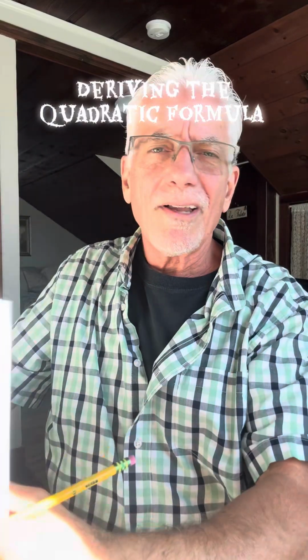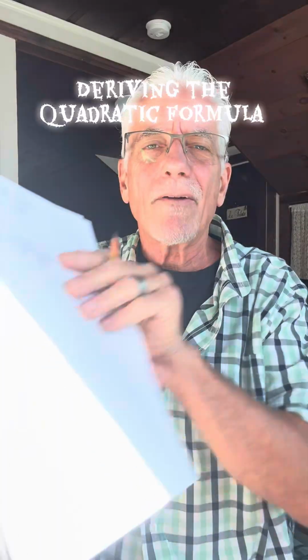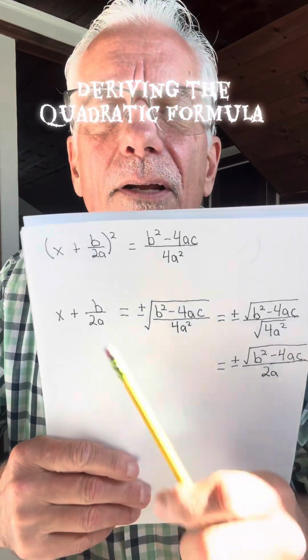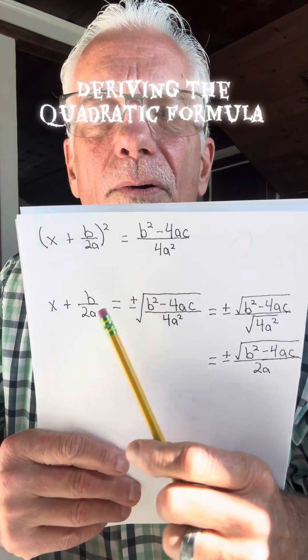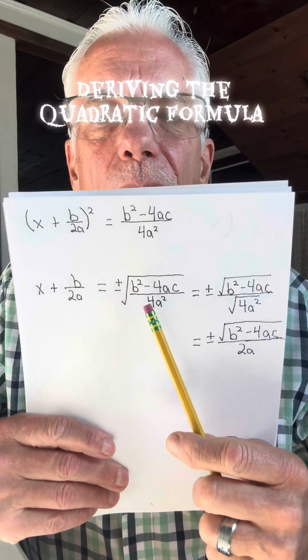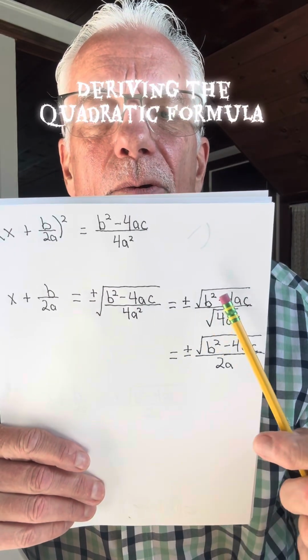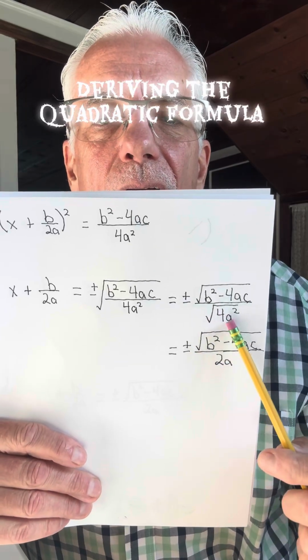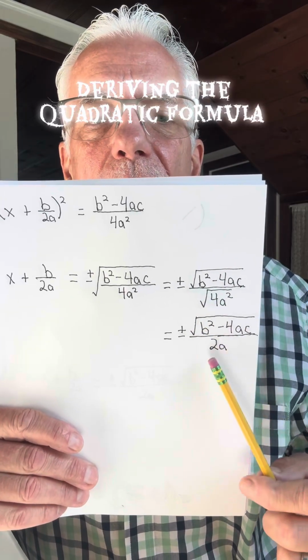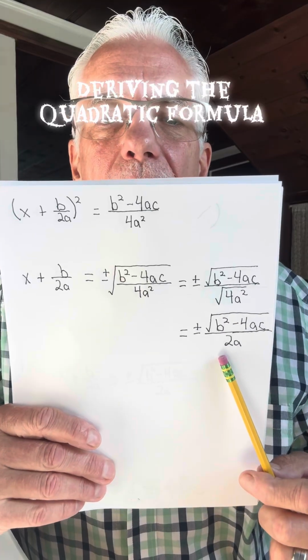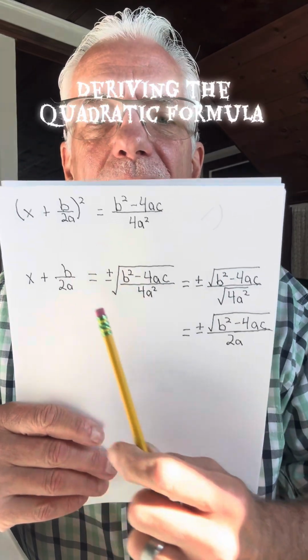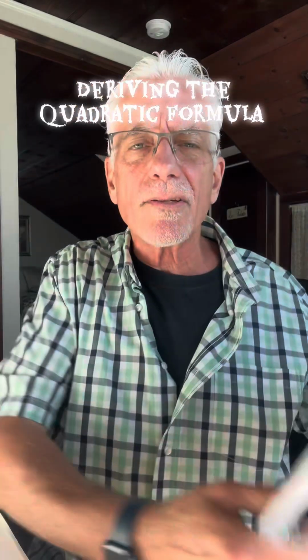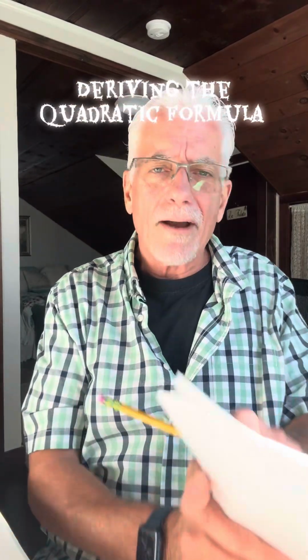Okay, so now we square root both sides. So don't forget the plus or minus when we square root both sides, and you'll see what I'm doing right there. So this equals plus or minus the square root of this. Well, when I square root a fraction, you can square root the top and the bottom separately. And the reason why I did that is the square root of 4a squared is just 2a. Okay, so now I have this equals plus or minus that square root right there. So I'm going to do that right there.